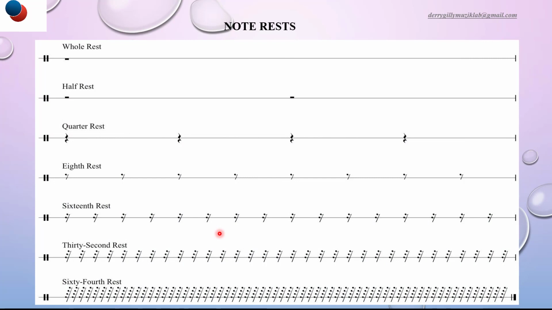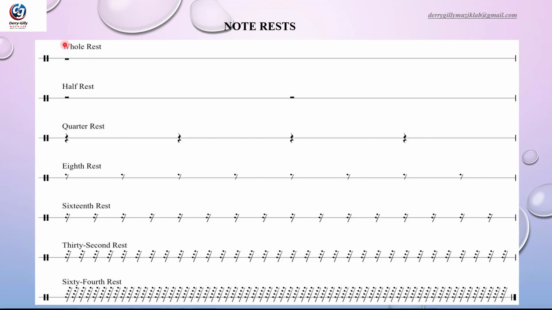The rests. Now previously we said that note values are symbols that represent time and actions in musical space, and then they delineate and mark off varying values of sounds and silence. Now these are the silence.